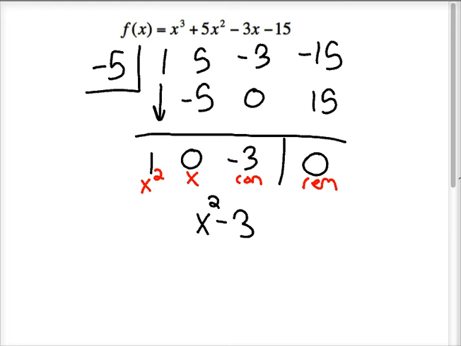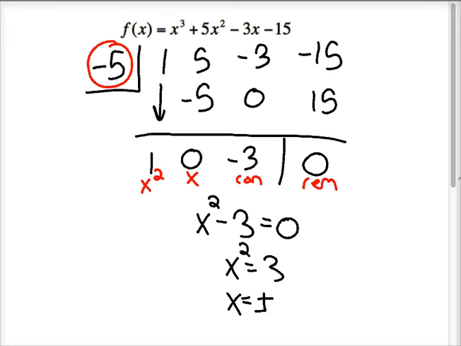But I want you to remember, -5, we already know is a solution. Now my other two solutions are going to come from that polynomial that's left after I synthetically divide that out. All right, so I'm going to set this equal to 0 because we're trying to find the zeros, and I'm going to solve it. I'm going to add the 3 over, square root, and remember square rooting gives me a plus and minus, and that is going to be what my other two solutions look like.